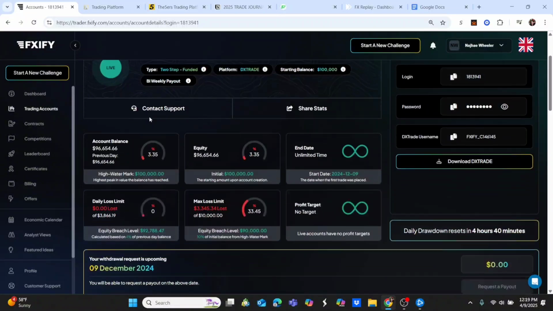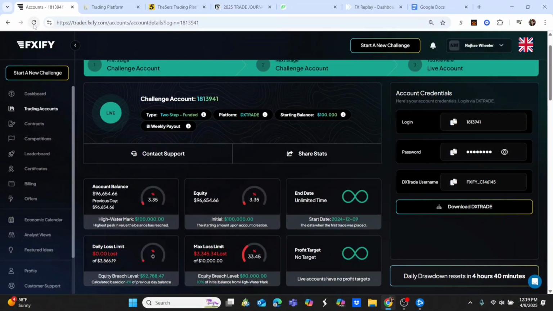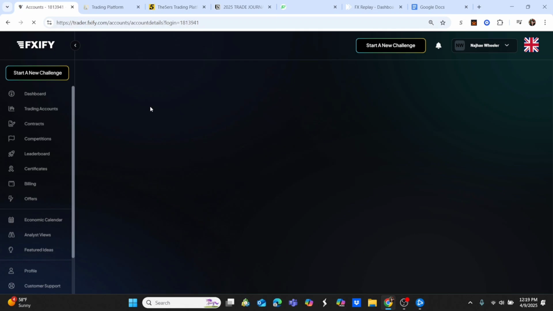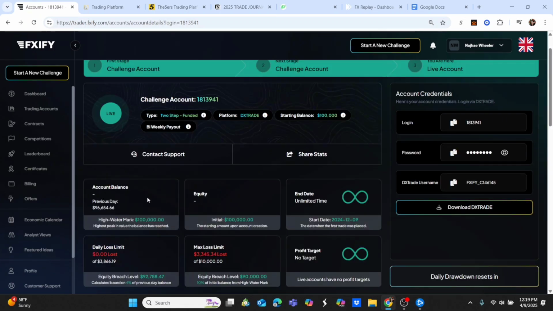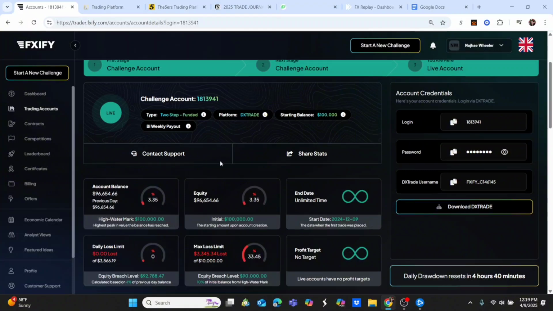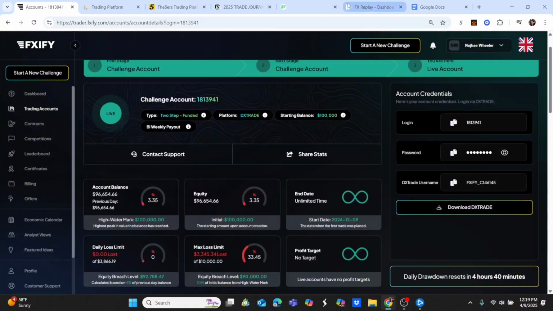This is my first account. So, 100K account. I'm going to just refresh the page for y'all so y'all can see that everything is legit right now. As you can see, right here is the same, right here is 3.35.